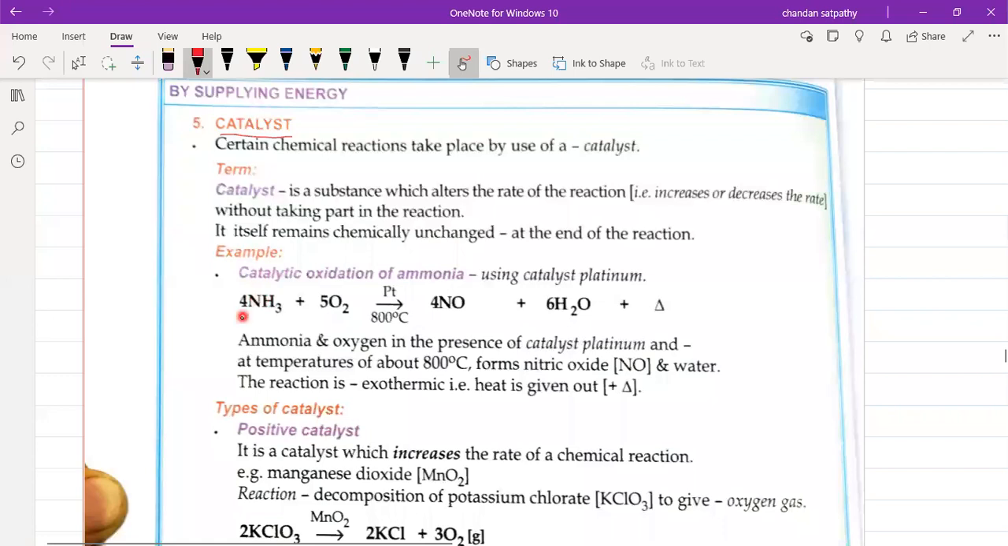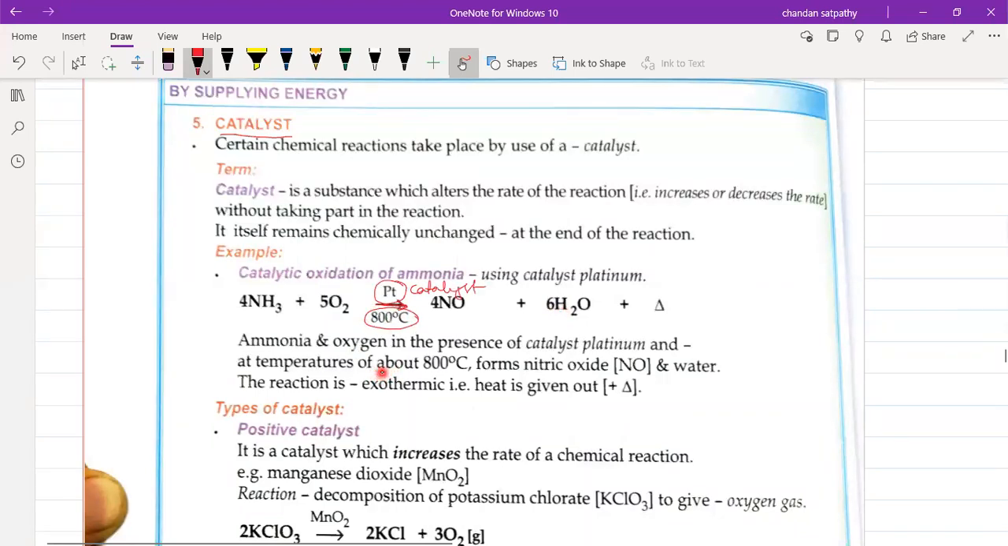So let us see an example. Here you see ammonia, when it combines with oxygen, forms nitric oxide and water. For this reaction, we need a catalyst, that is platinum. So here platinum acts as a catalyst. How do we know that it is a catalyst? Remember, catalyst is always written either above the arrow mark or below the arrow mark. Then neither it will be written on the reactant side nor on the product side. And also 800 degrees Celsius is required.